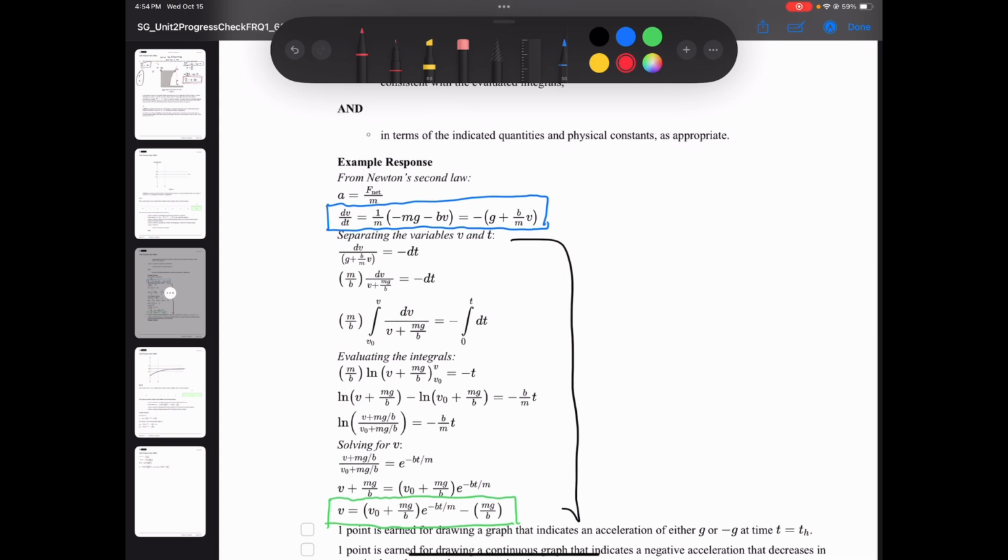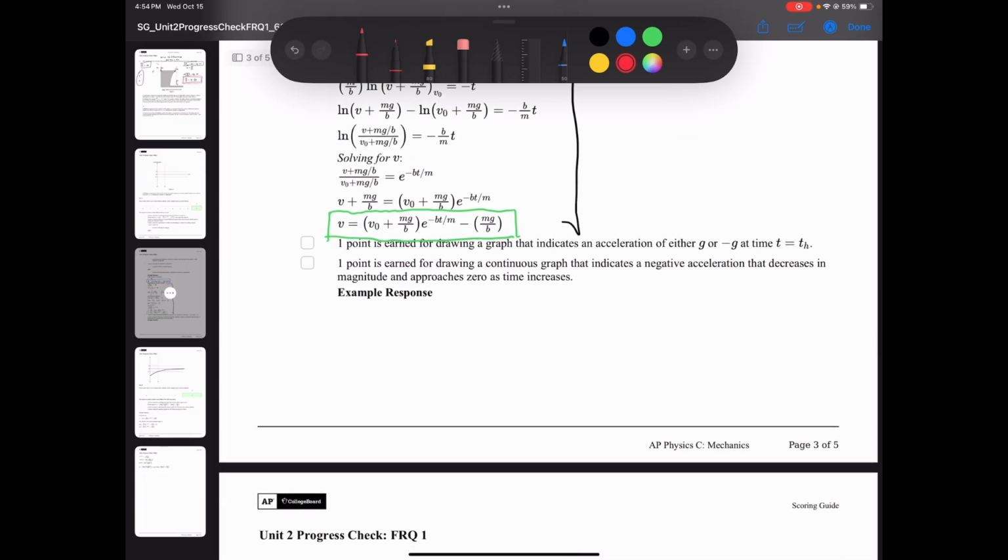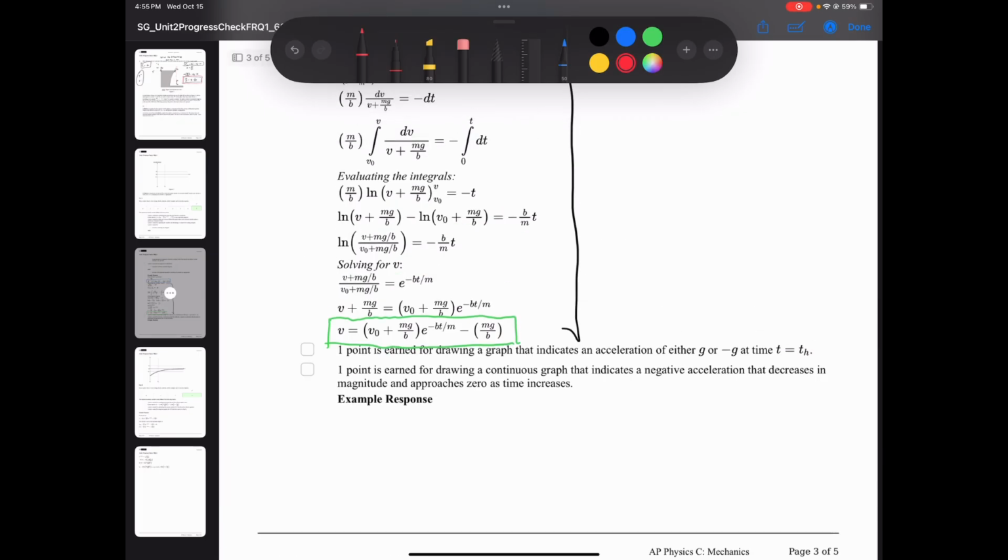What I boxed here in blue, just setting up, is Newton's second law. Instead of a, you're going to write dv over dt, and that's sufficient. If there's a follow-up question where you need the differential equation, it will be provided on the test tomorrow. So this is the actual differential equation.